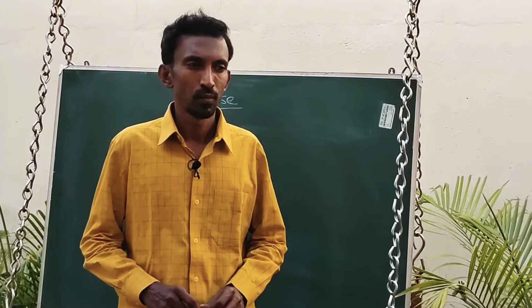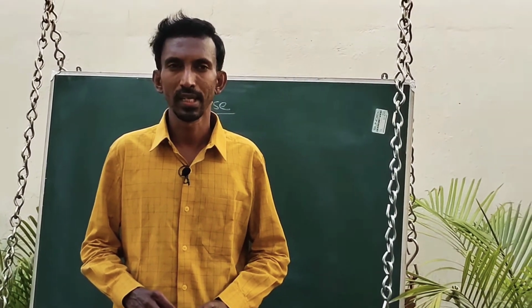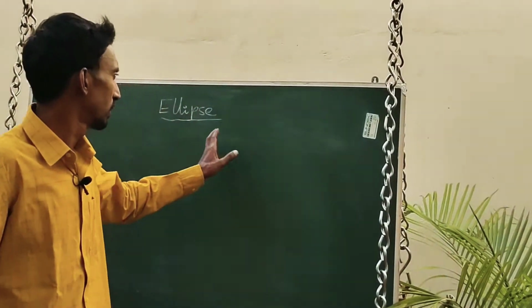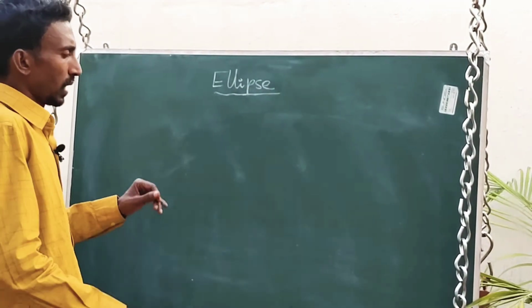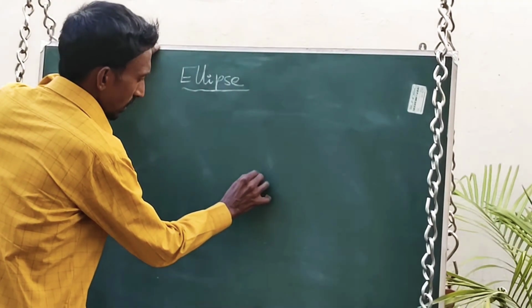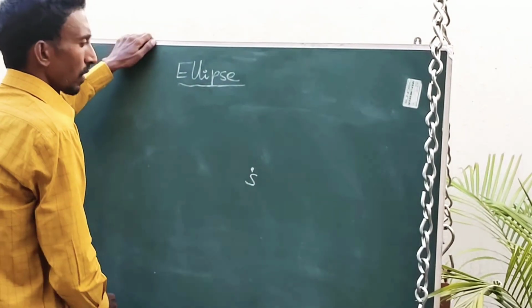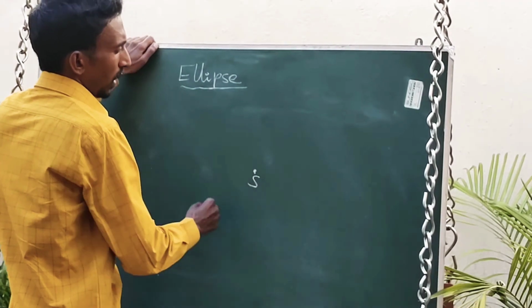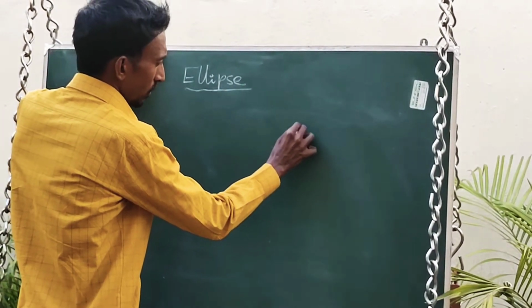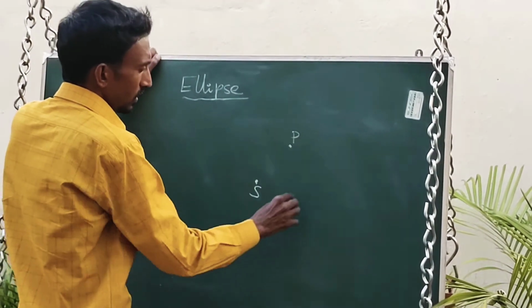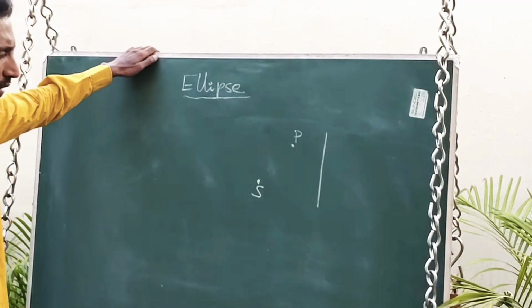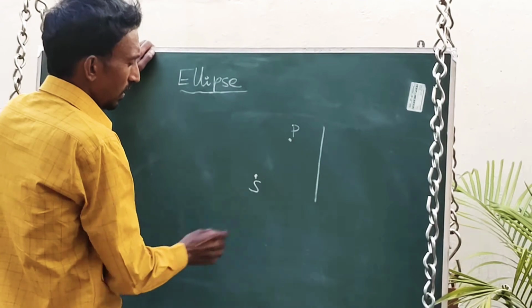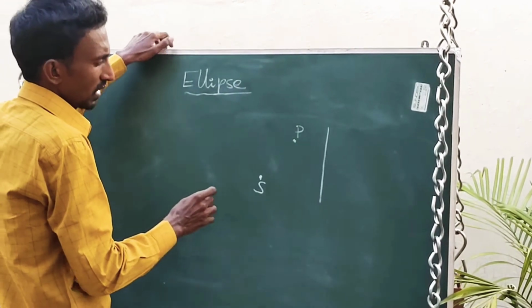Dear students, today we are going to see about the second type of conic section, ellipse. As with the parabola, we need three important things. The first is a fixed point S, another is a moving point, and the third is a fixed line. We take the fixed line on that side because of the construction.